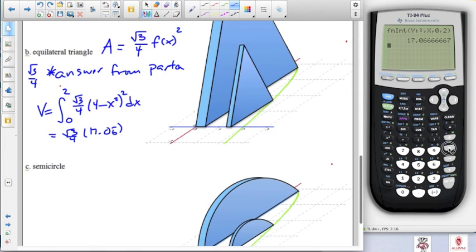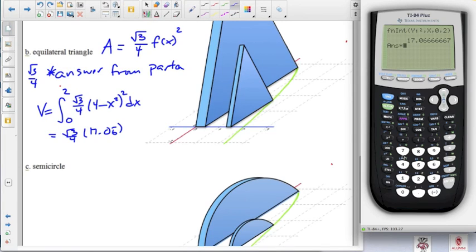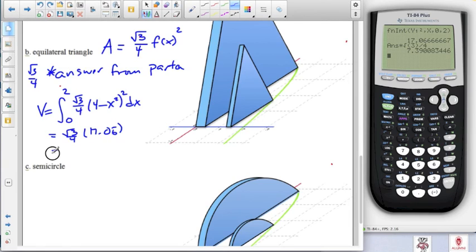And then I'll just take this times the square root of 3 divided by 4. And so the volume, when we use equilateral triangles, is 7.390 cubic units.